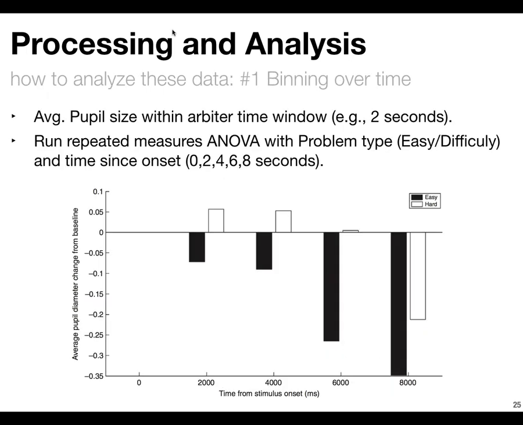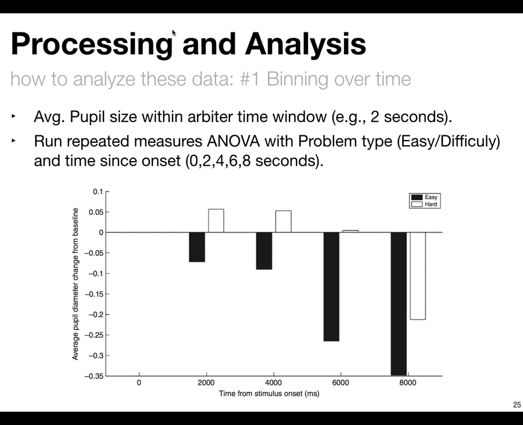Once you have the data, there are really two ways in which you can analyze it. The first is quite simple: take time bins and calculate the average pupil size over those time bins. So here you've got 2-second bins. You take 2 seconds' worth of samples, take the average pupil size, and just plot that. You can see here in the easy condition, the pupils are getting smaller as the trial goes on.